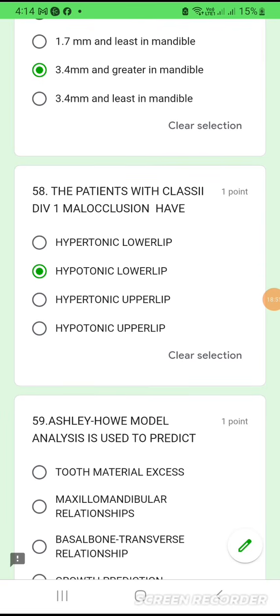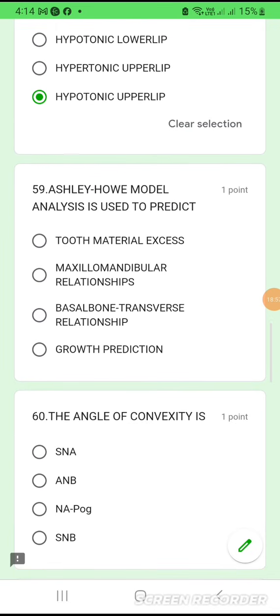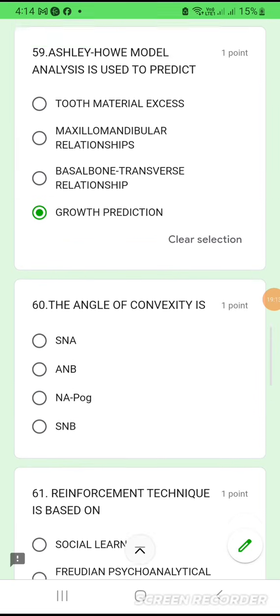Option C will be the correct answer. Hypotonic upper lip. Okay, hypotonic upper lip. Question number 59. Ashley-Howe model analysis is used to predict tooth material excess, maxillomandibular relationships, basal bone transverse relationship, or growth prediction. Okay, so Ashley-Howe actually predicts the growth. So it is mainly used for growth prediction.